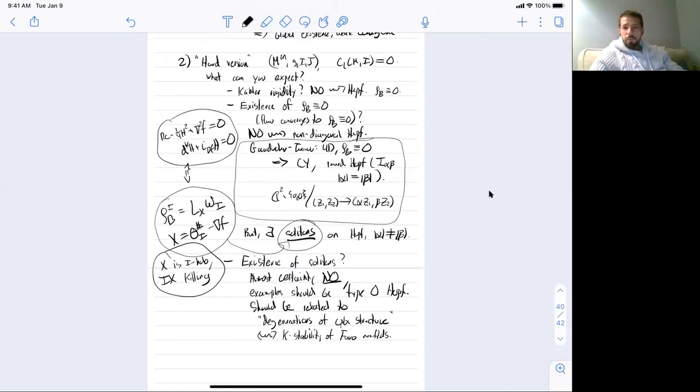So in the hard version, what do you mean exactly by first Chern class equals 0? You mean in any cohomology? Just in H2. Okay, in H2. Yeah.